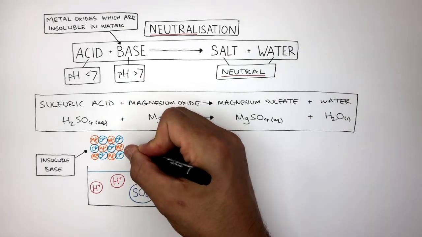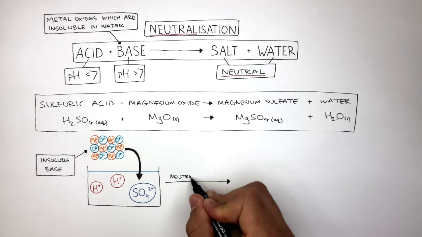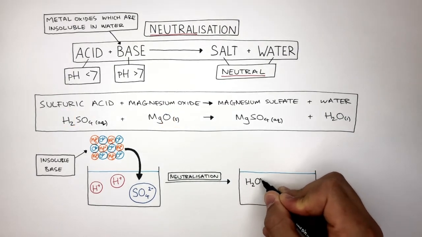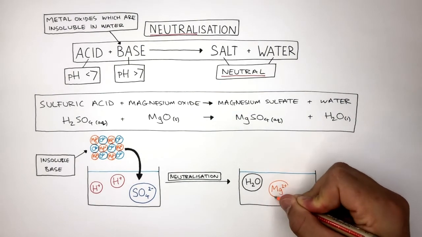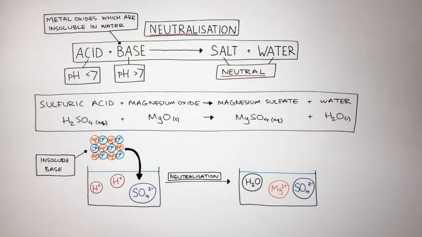So when we place the magnesium oxide in the sulfuric acid, neutralization takes place. During neutralization, the hydrogen ions in the sulfuric acid and the oxide ions in the magnesium oxide combine to form H2O, water. We know a salt is also produced. In this case, it's magnesium sulfate, which is Mg2+ and SO4 2-, dissolved in solution.